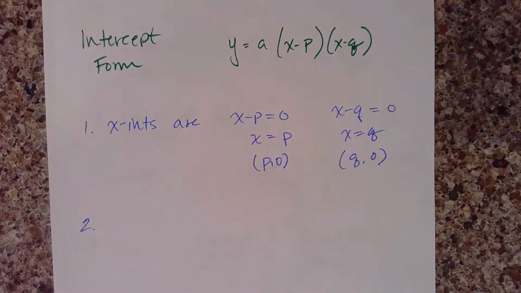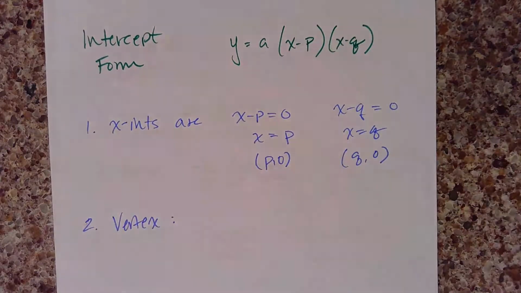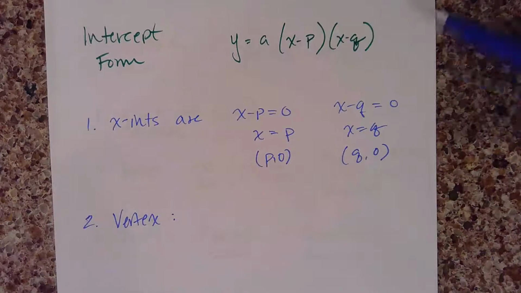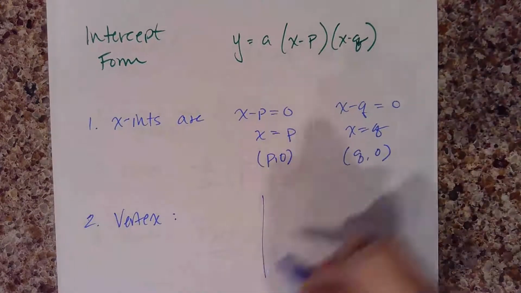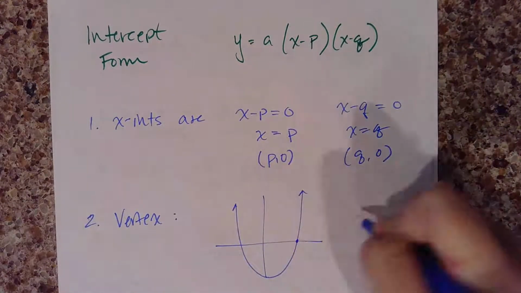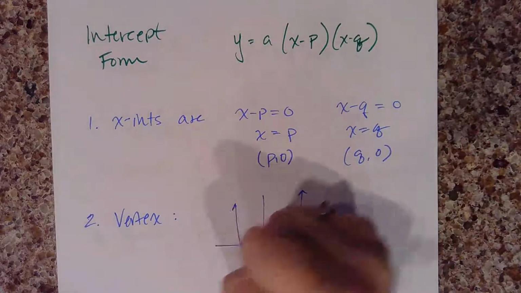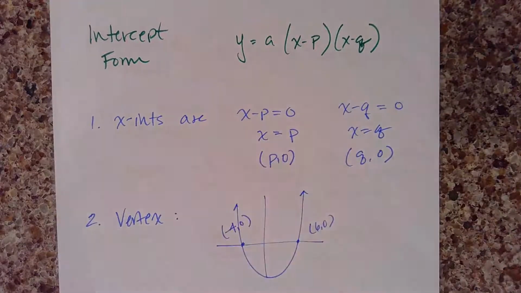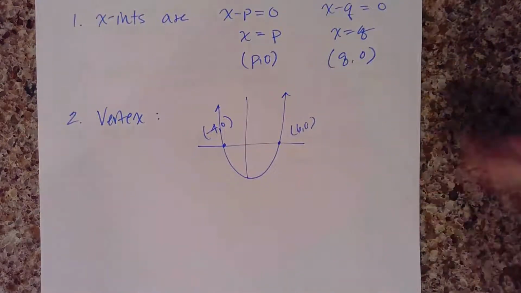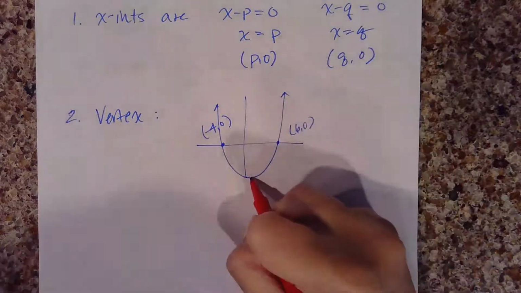All right, next thing, vertex. Very important, lovely point of our graph. The easiest way to do this is if you've already figured out your x-intercepts. So think about this. Here's your parabola, right? Let's say you know this is at (6, 0), and let's say you know this is at (-4, 0). Well, think about what it means to have the vertex of your graph. The vertex of your function needs to be symmetric. It needs to be halfway in between. So it needs to be like right here.